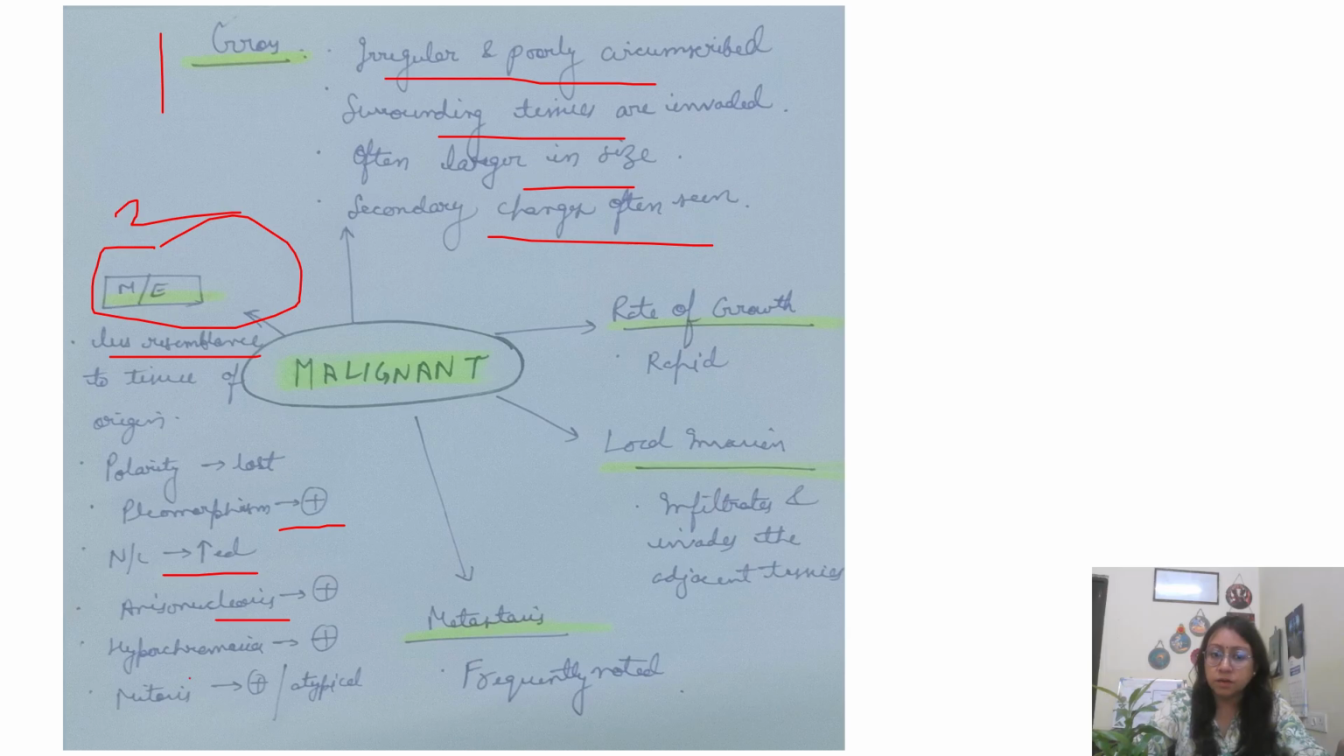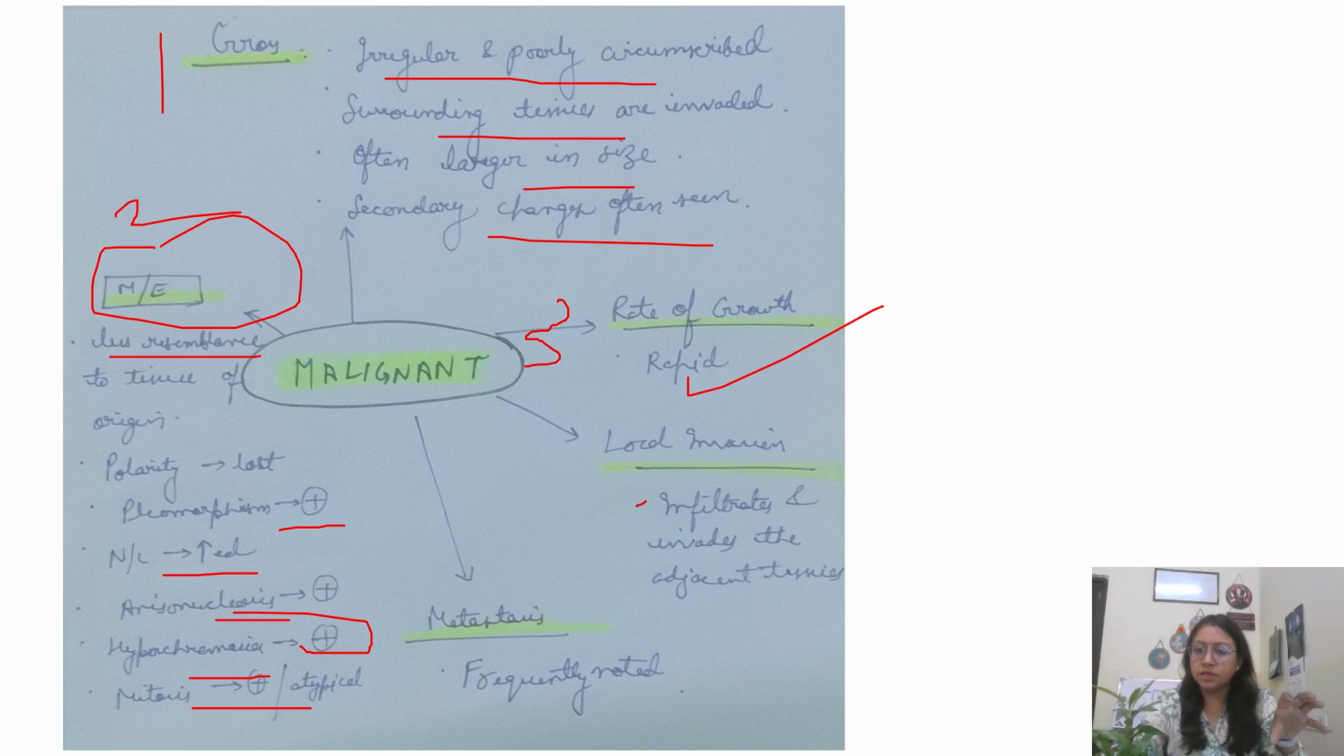Then hyperchromasia is present. It is dark, you will see hyperchromatic cells. Mitosis is present, and that too the mitotic figures will be atypical, tripolar, all those atypical and abnormal mitotic figures will be noted. And then we come to the rate of growth. It is rapid. And local invasion also: when you see, benign pushed, but malignant infiltrates the adjacent tissue, invades and infiltrates the adjacent tissue.